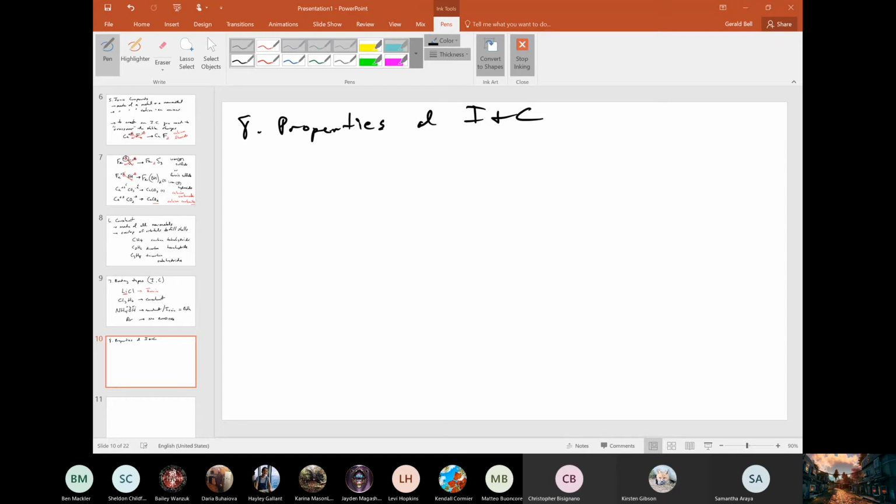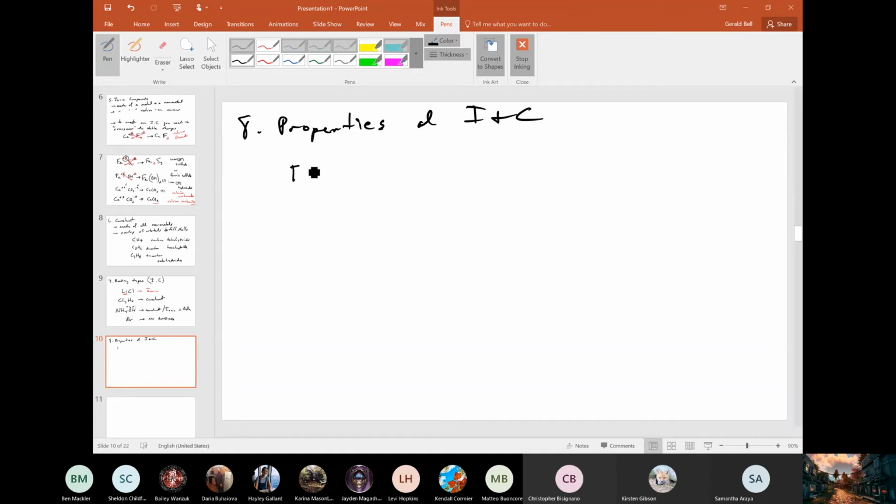So properties of ionic and covalent here. Ionic compounds dissolve in water a lot. They form electrolytes, and they're crystalline structures. Covalent ones don't dissolve to form electrolytes. Actually, I just remembered we forgot to talk about something as well: the trends of the periodic table. I guess we'll have to go back to that.